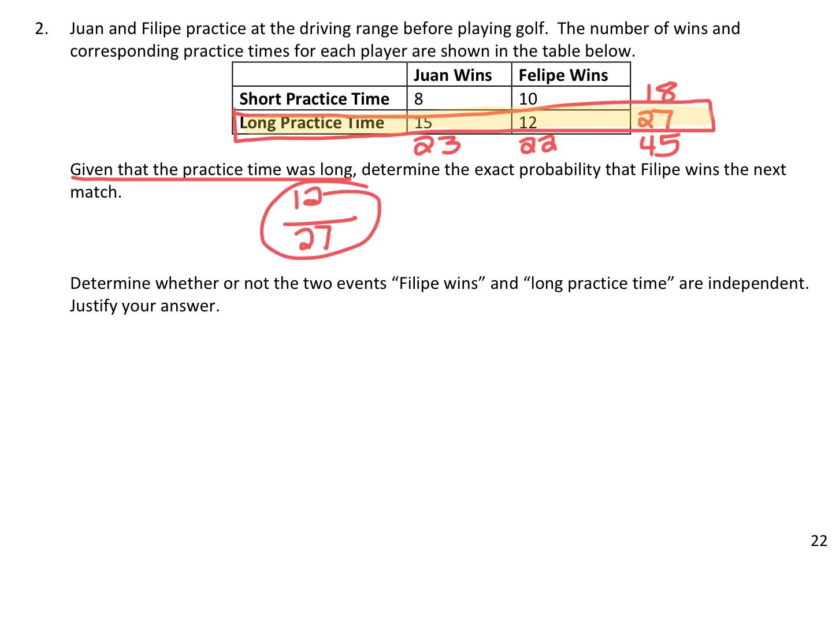All right, and then the next part, determine whether or not the two events, Felipe wins and long practice time, are independent. Okay, so I know there's other formulas for independence, right? But this is the one that I find a lot of people use a lot. So I'm going to start with this one, and then I'll show the other formula. Okay, so I used F for Felipe wins and L for long practice time. Okay, so the first part of this formula wants us to find the probability that Felipe wins and there's a long practice. So here's Felipe wins, here's long practice.